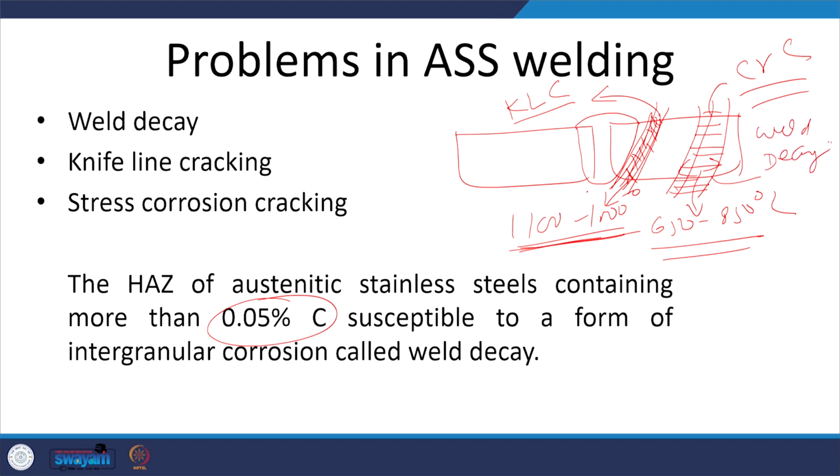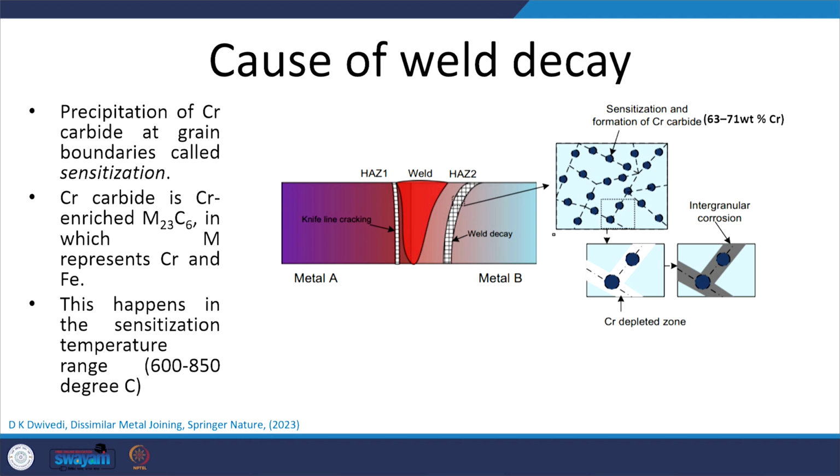So, these are the two types of cracking. One next to the fusion boundary is knife line cracking, which is observed in austenitic stainless steel weld joints under improper welding conditions. The weld decay is another one, experienced away from the fusion boundary, which experiences slow cooling in the temperature band of 650 to 850 degrees centigrade. Whenever the chromium carbide formation happens, it leads to intergranular cracking, and that is termed weld decay. This is what we can explain.